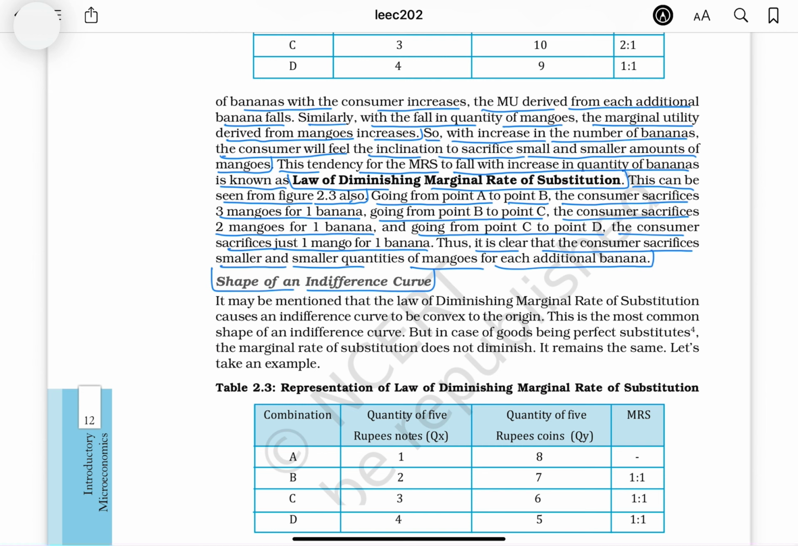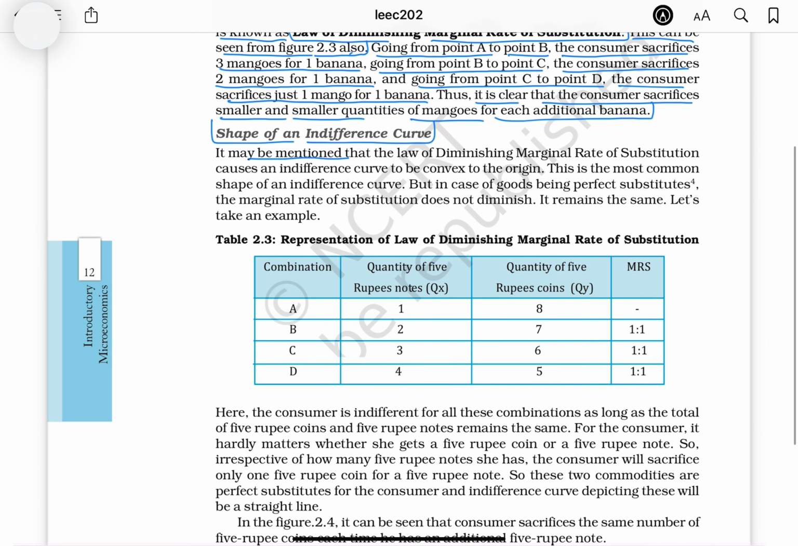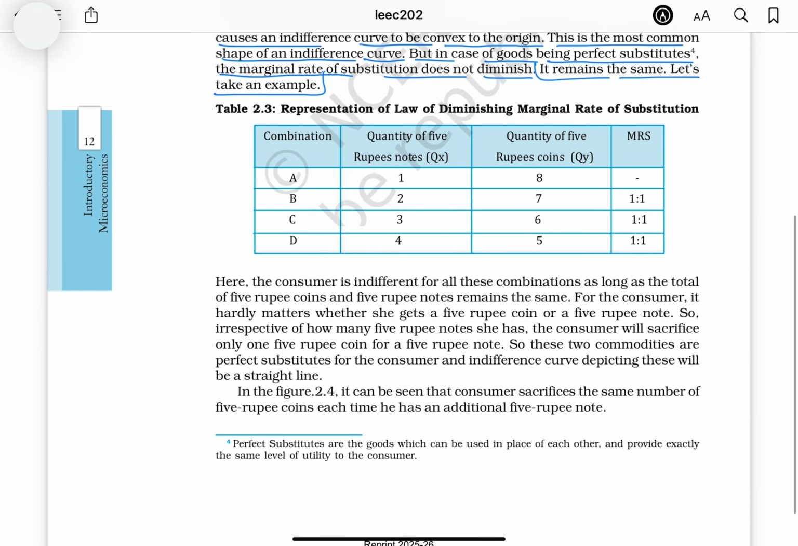Shape of an indifference curve. It may be mentioned that the law of diminishing marginal rate of substitution causes an indifference curve to be convex to the origin. This is the most common shape of an indifference curve, but in case of goods being perfect substitutes, the marginal rate of substitution does not diminish. It remains the same. Let's take an example. Representation of law of diminishing marginal rate of substitution.